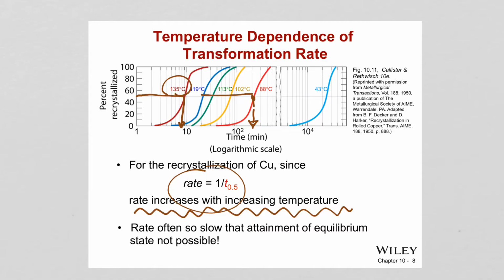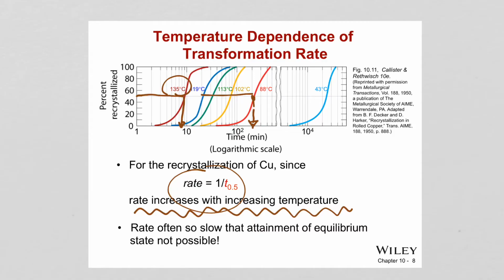Therefore, if t is short, then that means the rate is high, right? So the rate is increasing with increasing temperature. That is what these curves are telling you. It is giving us the temperature dependence of the transformation rate.